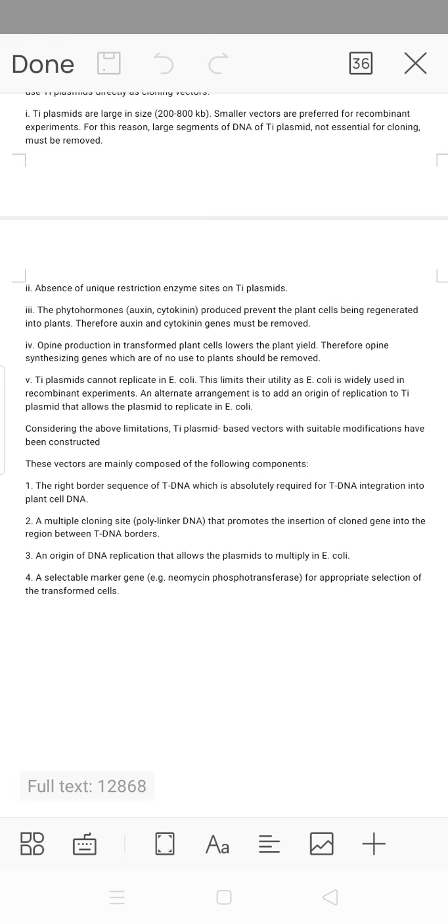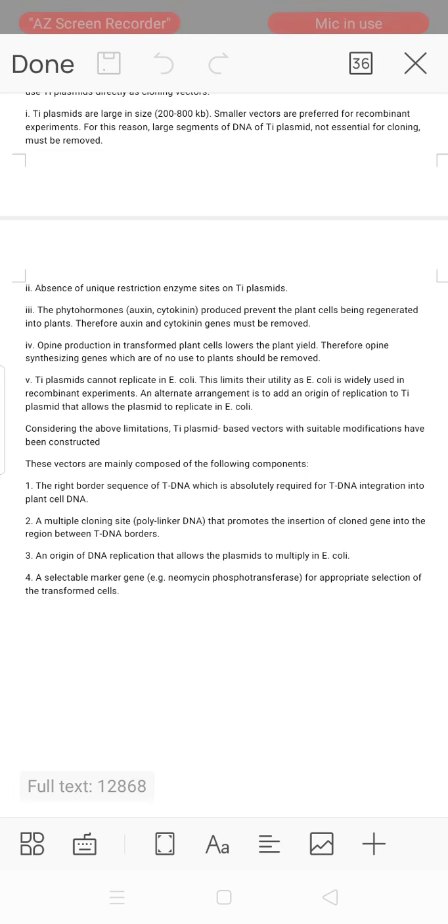Ti plasmids cannot replicate in Escherichia coli. This limits their utility, as Escherichia coli is widely used in recombinant experiments. An alternate arrangement is to add an origin of replication to the Ti plasmid that allows the plasmid to replicate in Escherichia coli.